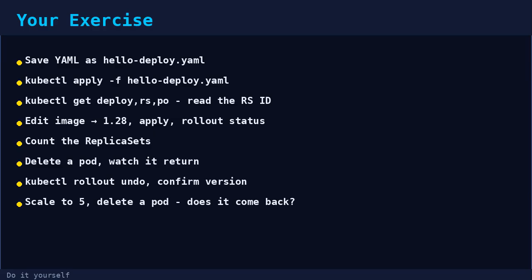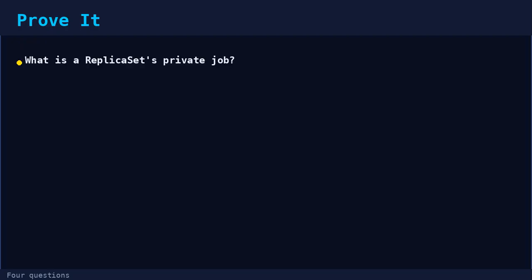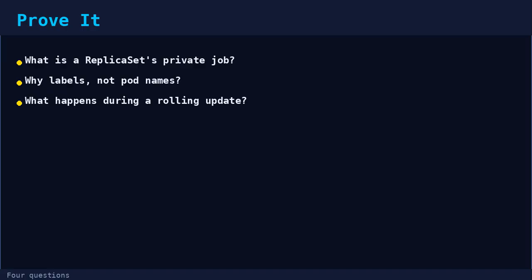In one sentence each. 1. What is a ReplicaSet's private job? 2. Why do deployments use labels, not pod names, to find their pods? 3. What actually happens during a rolling update? Walk through apply, new pods, old pods. 4. After an update, why are there briefly 2 ReplicaSets, and why is that a feature?